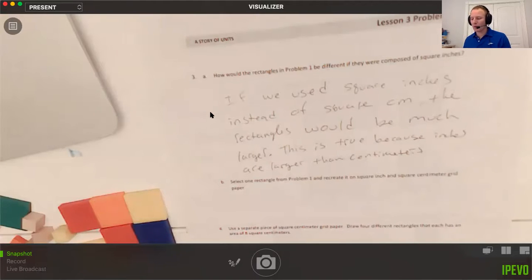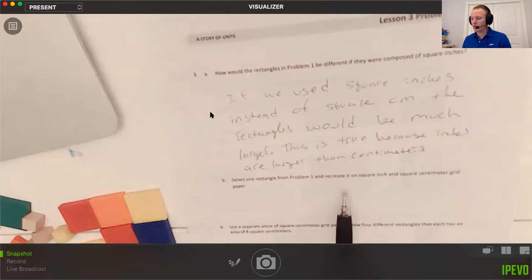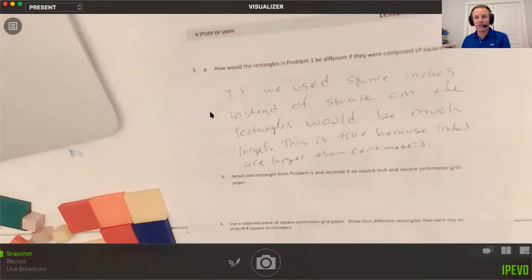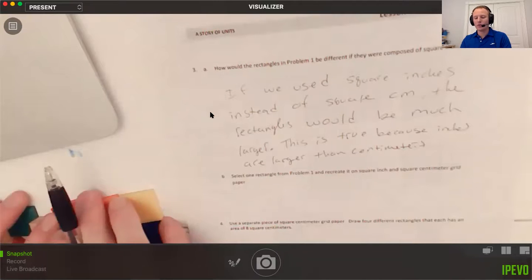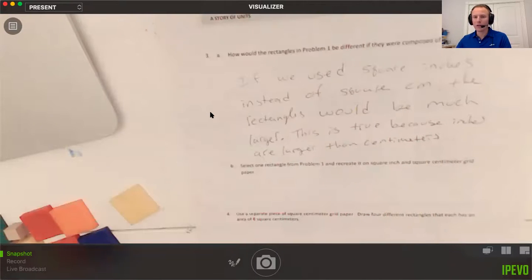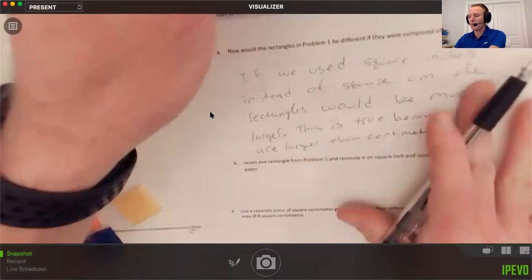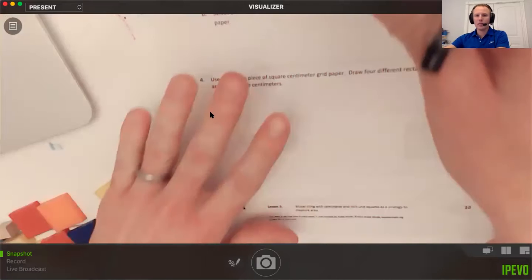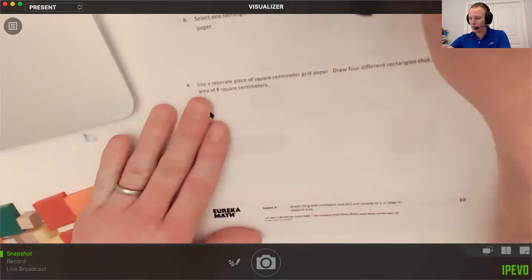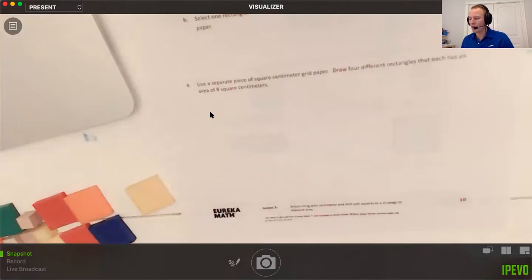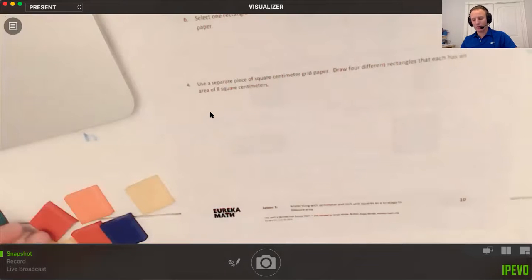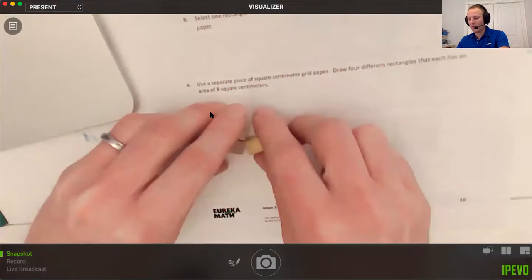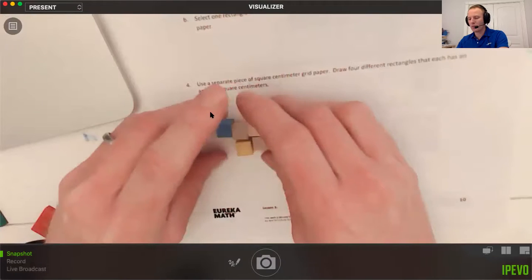It says select one rectangle in problem 1 and recreate it on a square inch and square centimeter grid paper. We just did that. That's what I did when I pulled out those cubes and showed you. And so we can move on to part 4 here. Let me move my camera down. It says use a separate piece of square centimeter grid paper. Draw 4 different rectangles that each has 8 square centimeters. So I'm actually just going to create some of those for you rather than draw them since I have the cubes here.